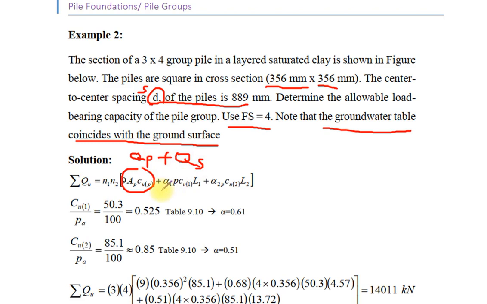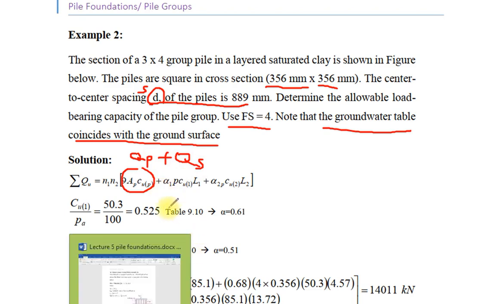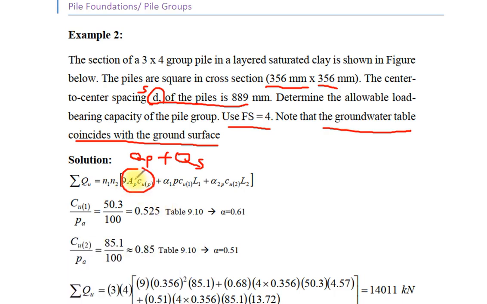QP equal to 9. 9 is the bearing capacity factor, and C multiplied by the area of the pile's point section, multiplied by the undrained cohesion at the tip of the pile, plus QS. Since we have two layers, QS is QS for the first layer plus QS for the second layer. We have to compute alpha 1 and alpha 2.